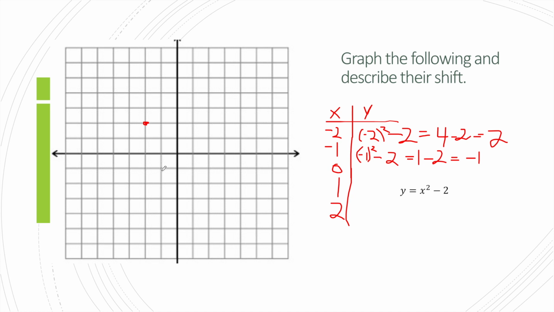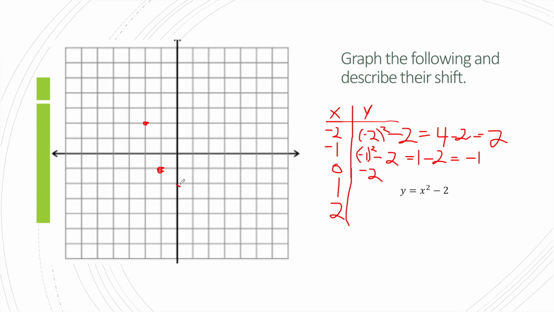All right, let's talk through a few more. So when x is 0, 0 squared is 0, minus 2 is going to give me a negative 2. So let's plot that point when x is 0, y is negative 2.